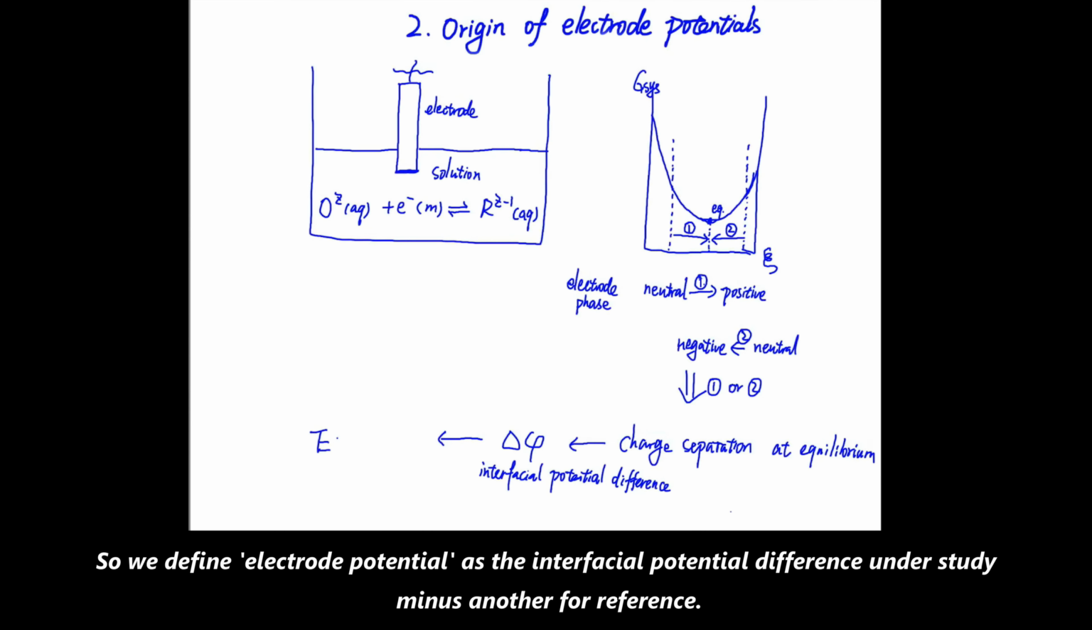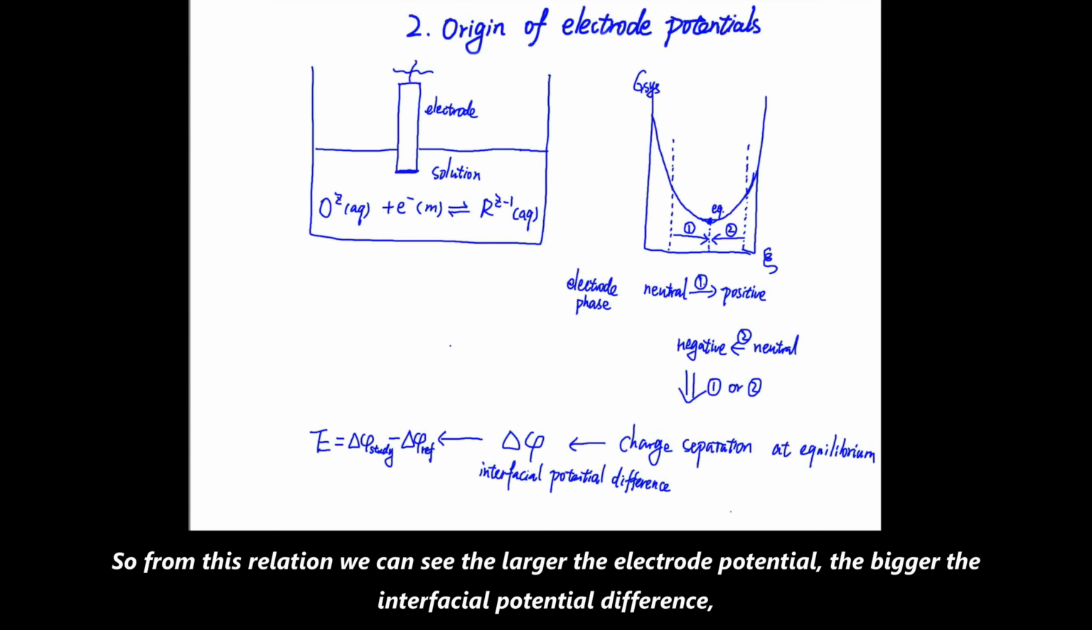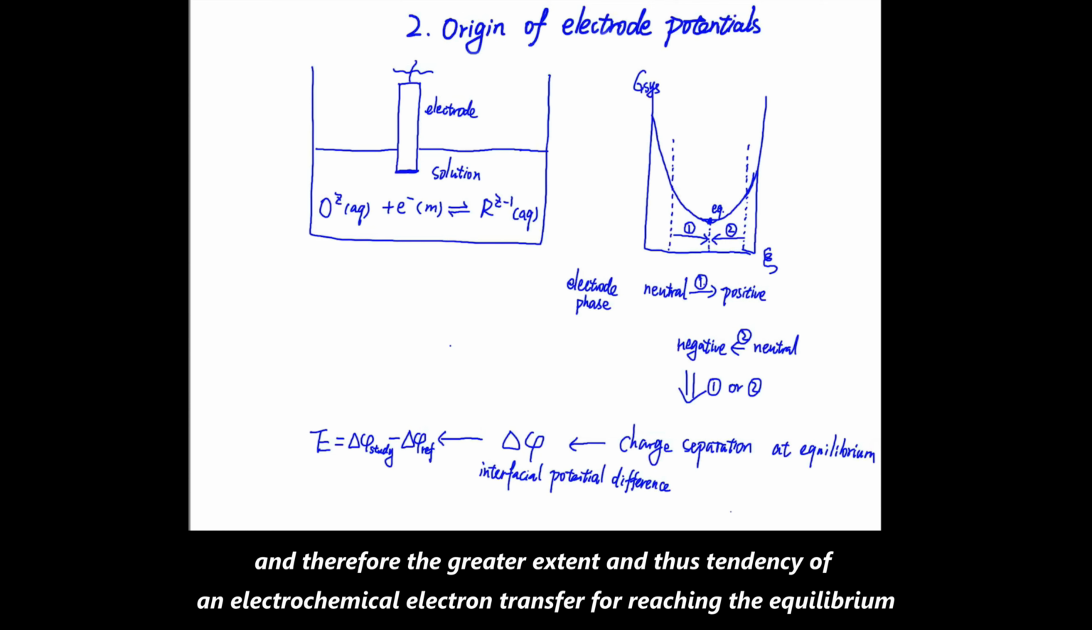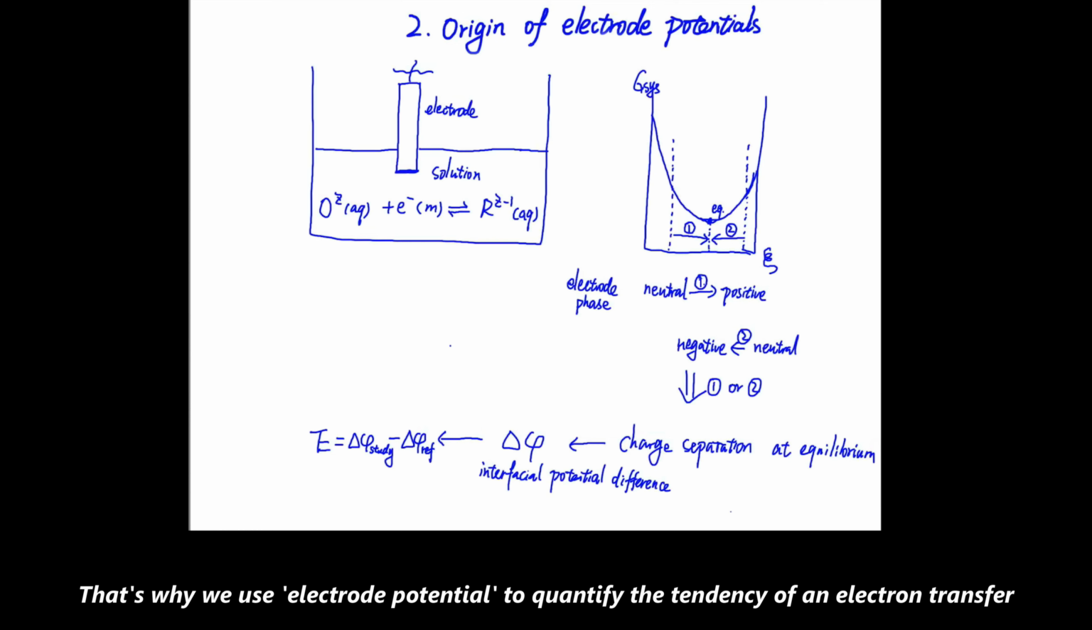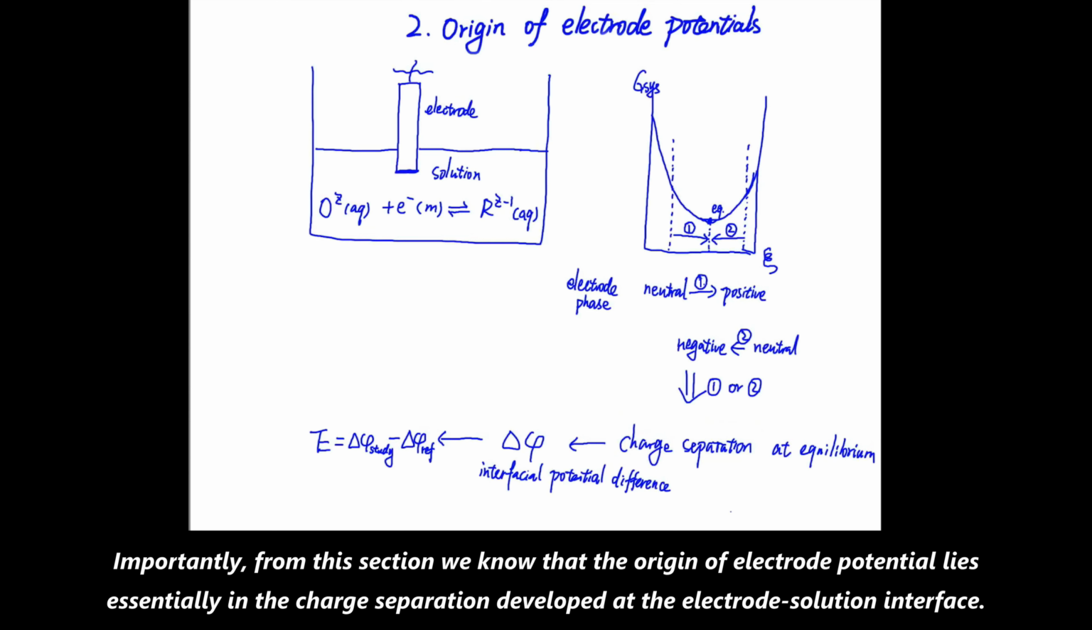So we define electrode potential as the interfacial potential difference under study minus another for reference. So from this relation we can see the larger the electrode potential, the bigger the interfacial potential difference, and therefore the greater extent and thus tendency of an electrochemical electron transfer for reaching the equilibrium. That's why we use electrode potential to quantify the tendency of an electron transfer. And importantly, in this section, we know that the origin of electrode potential lies essentially in the charge separation developed at the electrode solution interface.